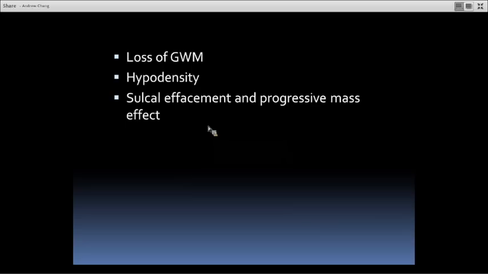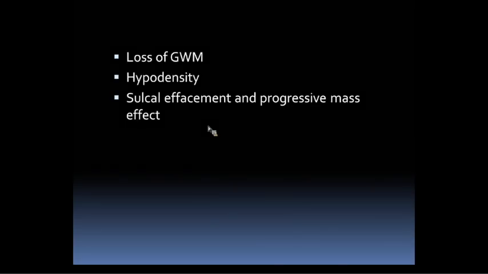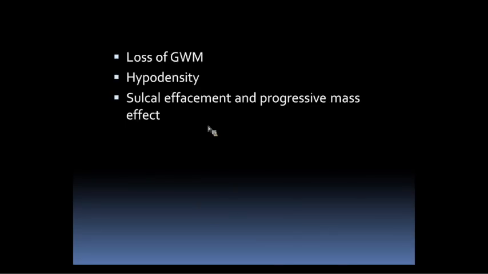So, as we were saying, all of these signs, loss of gray-white matter differentiation, parenchymal hypodensity that develops, and sulcal effacement, and progressive mass effect, which kind of peaks about 4 to 7 days later, are all manifestations of edema. And they're all actually cytotoxic edema. And so cytotoxic edema is exactly what it sounds like, edema related to cell death.